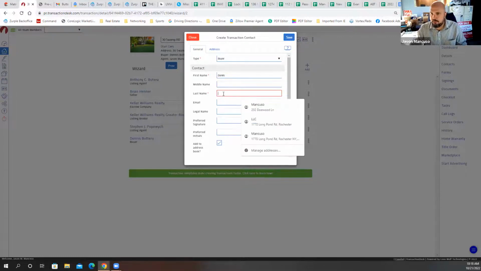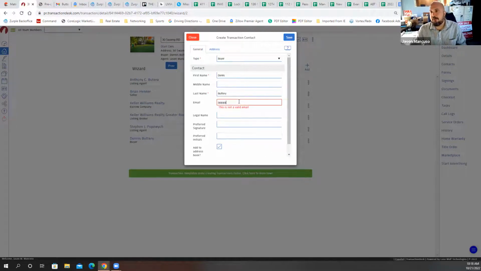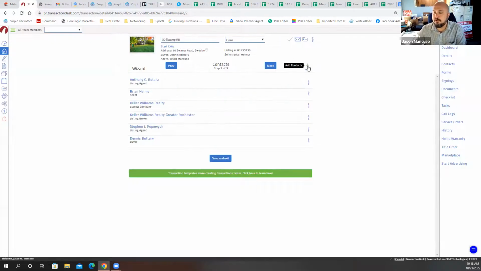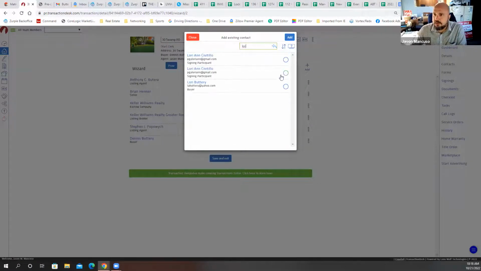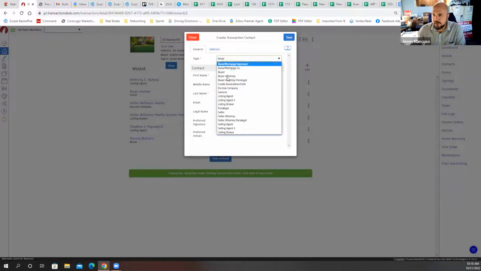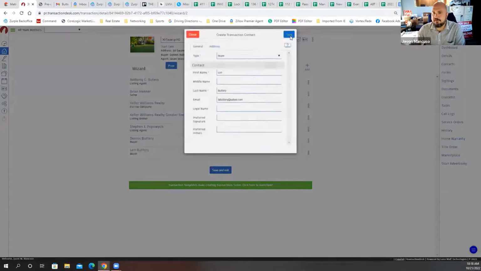I'm flying through it right now. So I'm not going to use this, and then enter their email and save it. Okay. I'm not going to use that because I already have it, but that's how you would add somebody new. It's just that New Transaction Contact, or if you have contacts saved already, add an existing contact. So I'm going to find Lori, the other buyer, Lori Buttery, and there we are. She's selected as buyer, saved, and we're good.